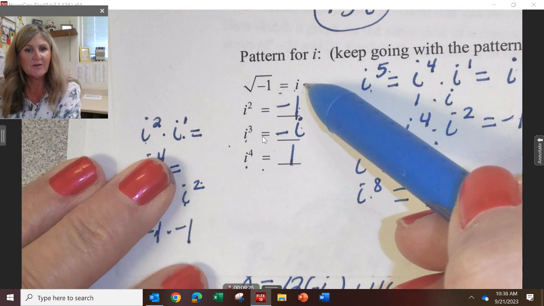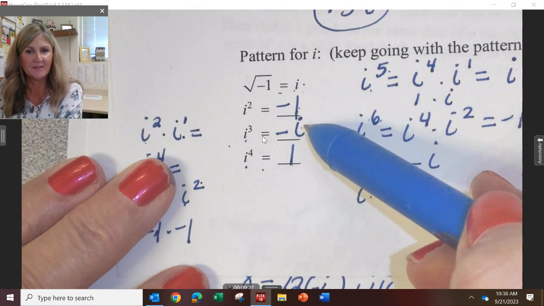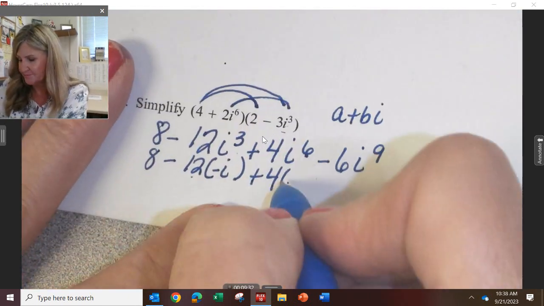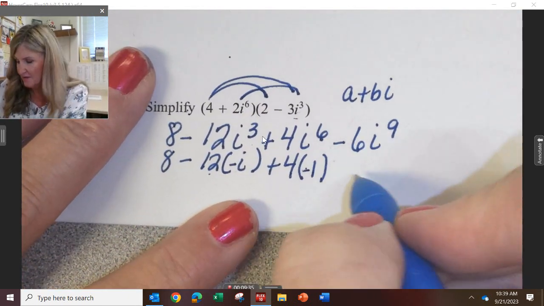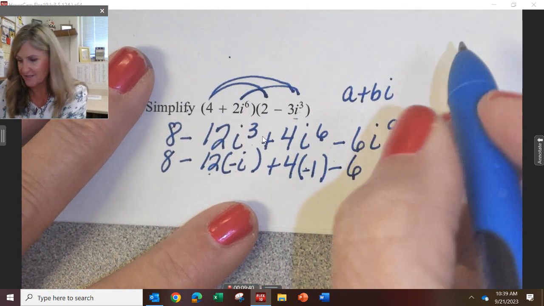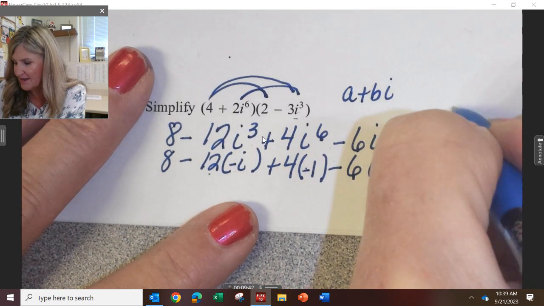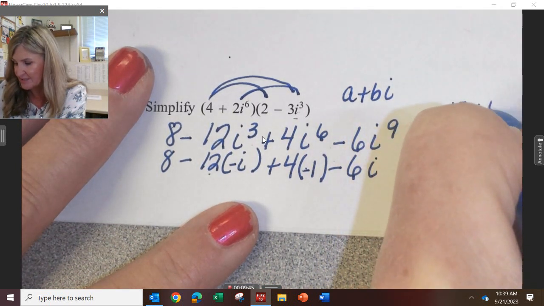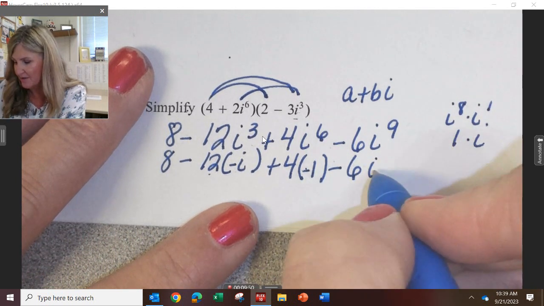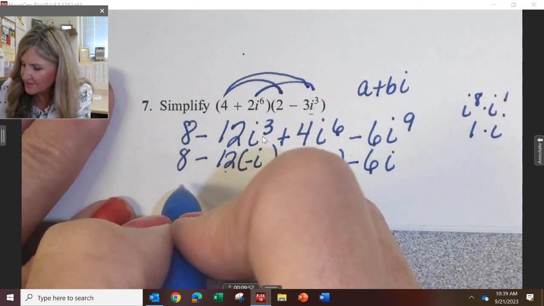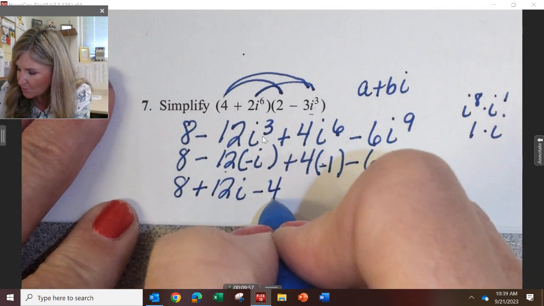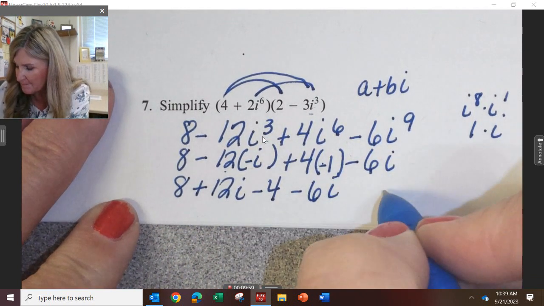Here's the pattern. So if I want to know i to the 6th, i to the 1st, 2nd, 3rd, 4th, 5th, 6th. So it's negative 1. And then what about i to the 9th? That's going to just be i, isn't it? Because i to the 9th is i to the 8th times i to the 1st. This is a multiple of 4, so it's 1 times i, which is i. Okay, so now we're going to have 8 plus 12i minus 4 minus 6i.